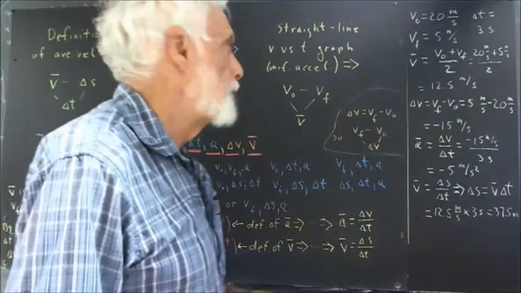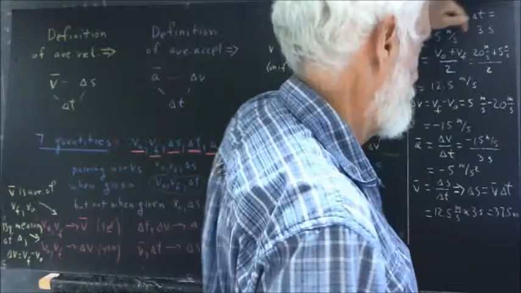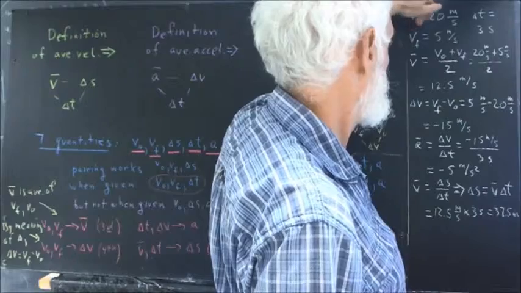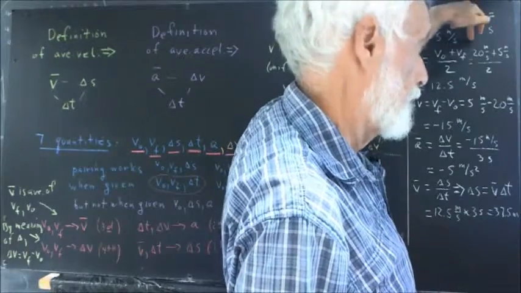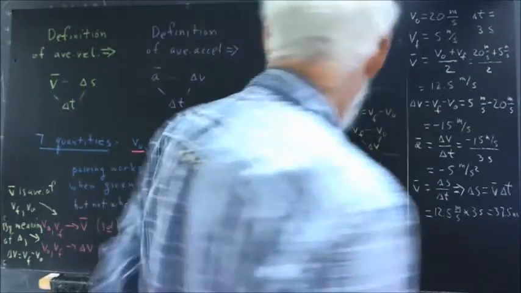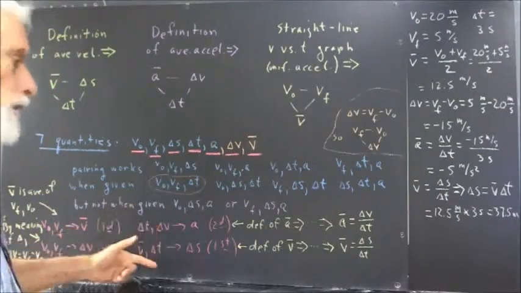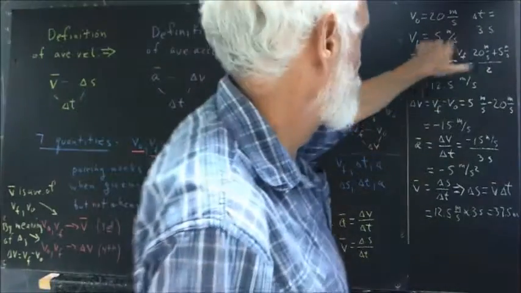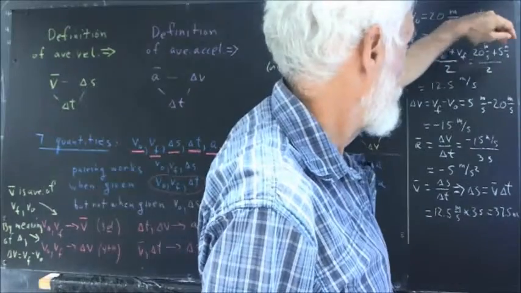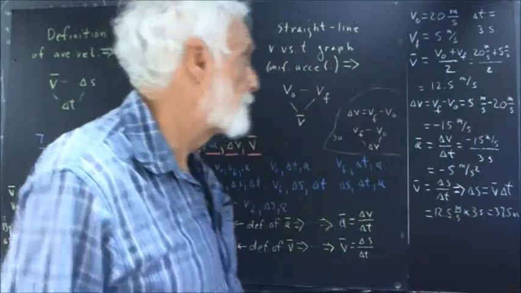Working through an example where we know V naught, VF, and delta T. Let's say that V naught's 20 meters per second, VF 5 meters per second, delta T 3 seconds. We get V bar, just following the same order of reasoning that we had here. V bar is V naught plus VF over 2, as we just saw. That's 20 meters per second plus 5 meters per second over 2 comes out 12.5 meters per second.